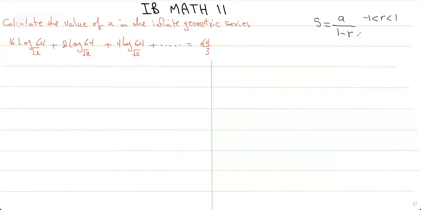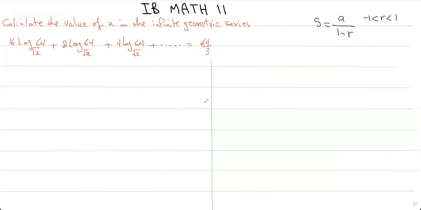But when r is a fraction, let's say it's a half, each term that comes after is half of the term before. Later on in the sequence or the series, the numbers become so small that they become irrelevant, they're insignificant. So that's why r has to be between -1 and 1. Okay, so now here, what do we need to do?